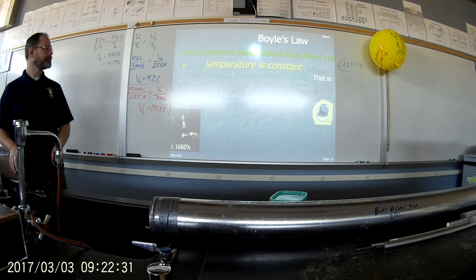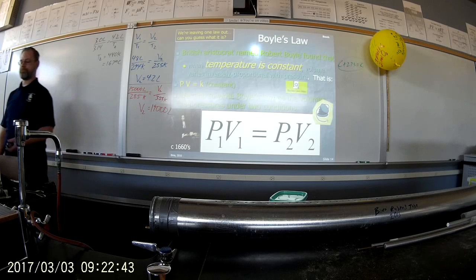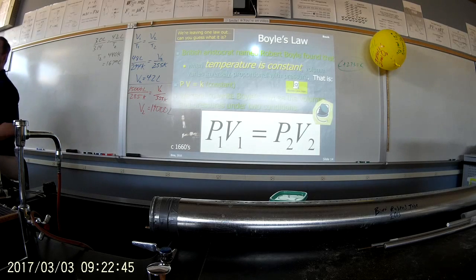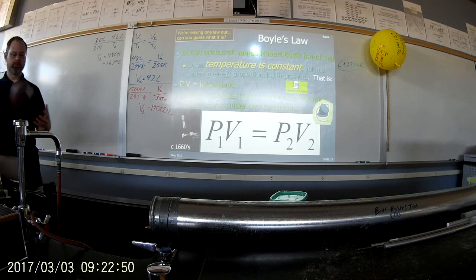So we can write inverse relationships as P times V equals K, or we can show them this way: P1 V1 equals P2 V2. You're ready for practice now. All right? We will be soon.